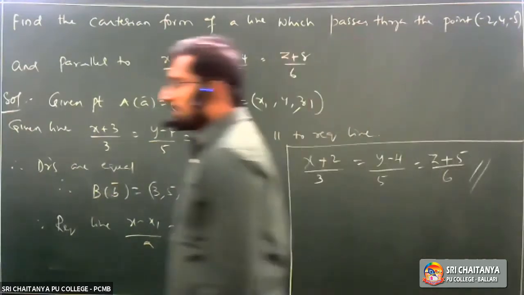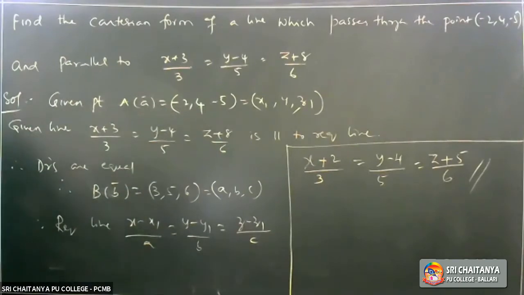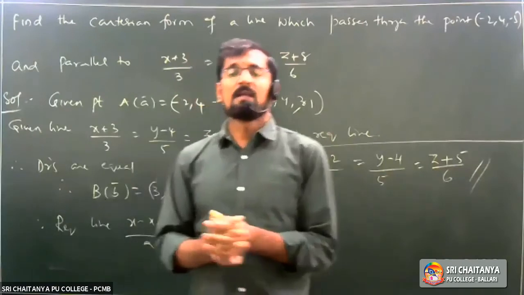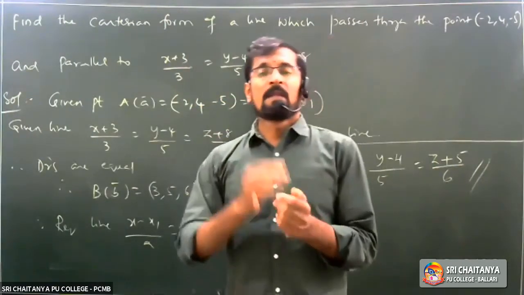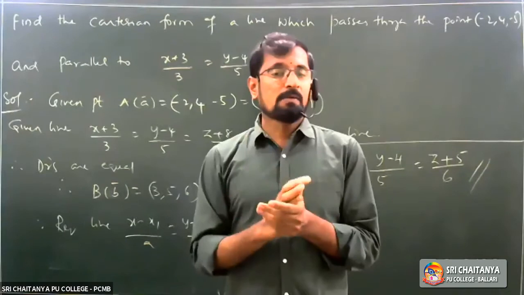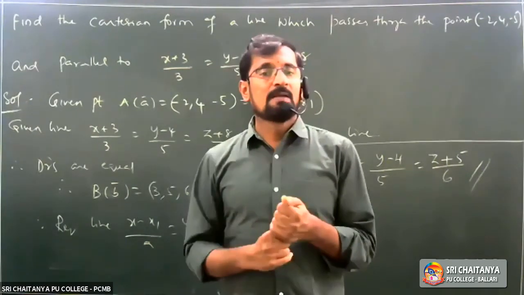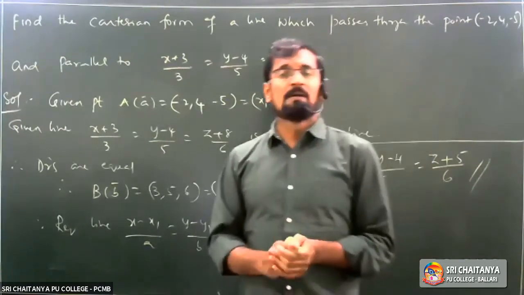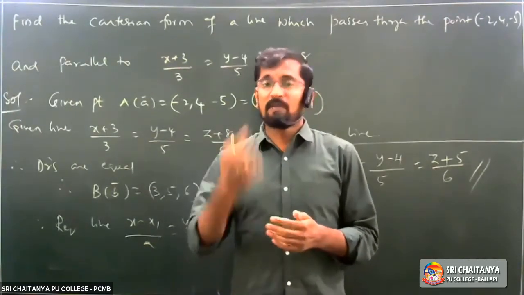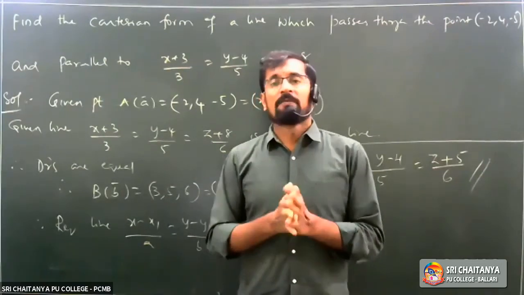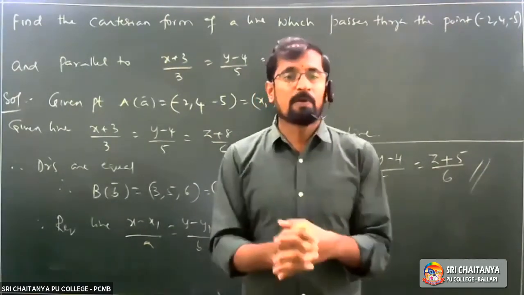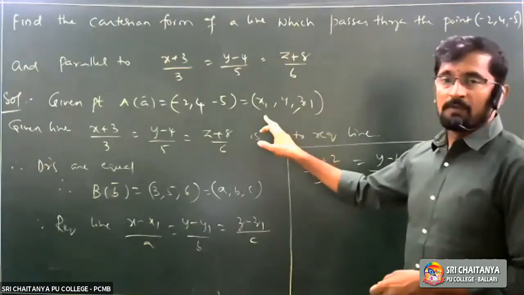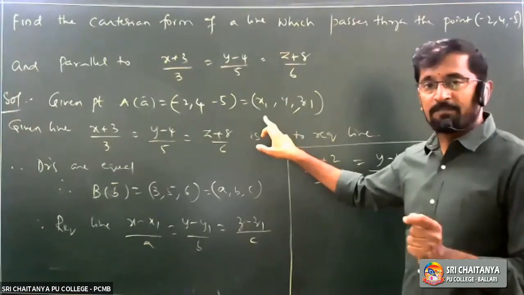I am going to discuss this problem once again. He has given you one point and he has given you one line. He asked you to find the Cartesian equation of the line passing through one point and parallel to the given line. So first of all, I considered the given point as x1, y1, z1. I hope you understood up to this step.